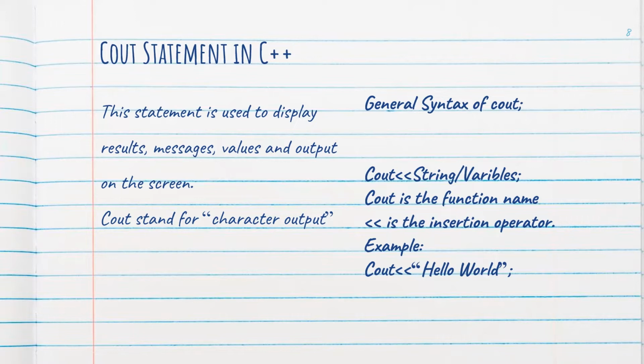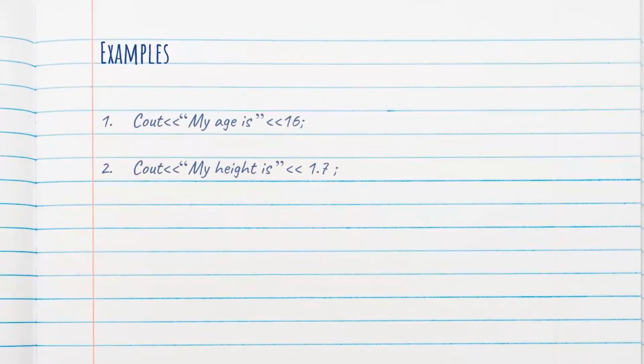This is a simple example to print a message. There are some other examples like cout my age is. This is the message that I want to print, and I want to print a value which is 16. So the output will be my age is 16. Similarly, my height is 1.7. This is the output that we will see on the console screen.